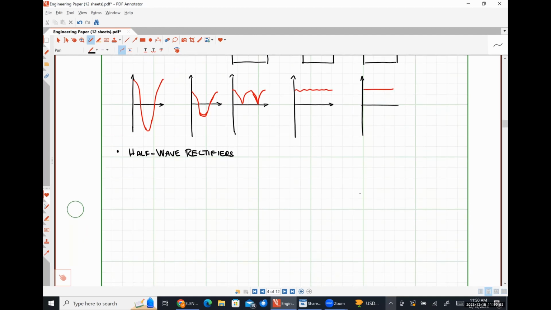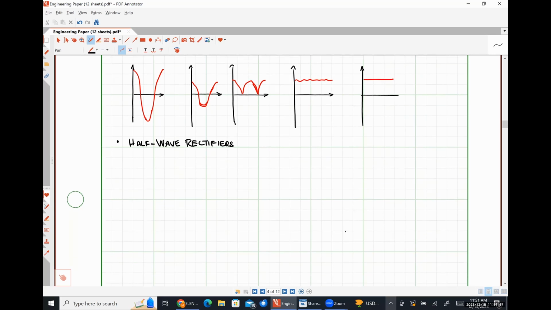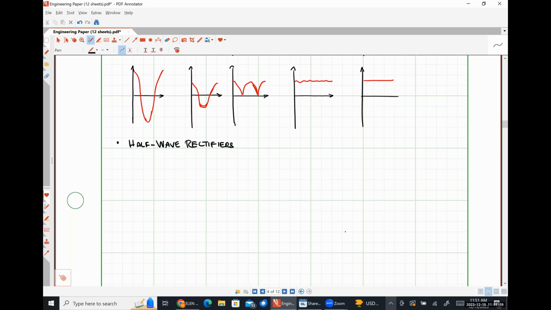So a half-wave rectifier is just a specialized type of clipping circuit. And a clipping circuit is just one that clips a portion of our waveform so that we keep the part we want, throw away the part that we don't. Okay? In a half-wave rectifier, only the positive or negative half cycle of the input signal will actually get sent to the output. Okay? So we have two different half-wave rectifiers that we might see.